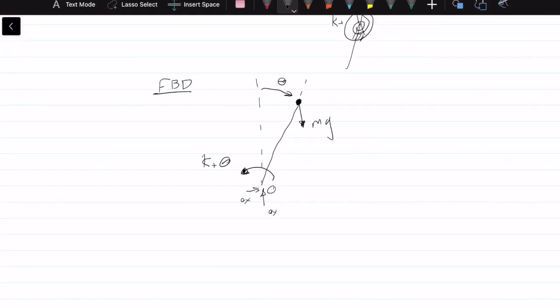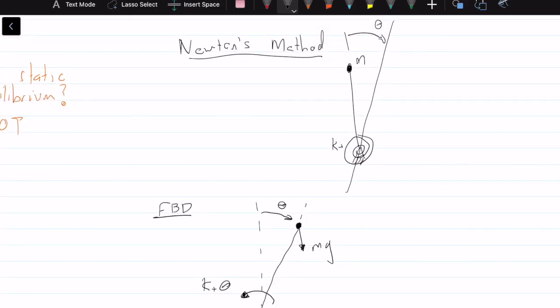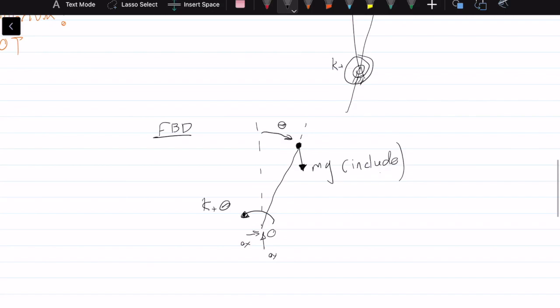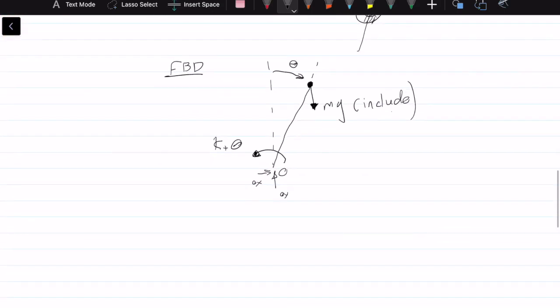And now what we need to do is we need to go back and decide, is this mass in static equilibrium? And we already decided that it's not, and so we have to again take this mass into consideration in our Newton's method. So we must include it. If the mass was in static equilibrium, then this mass would not be included in this free body diagram, in the sum of the moments. Okay, so let's run the moments. Sum of the moments about point O is equal to IO theta double dot.